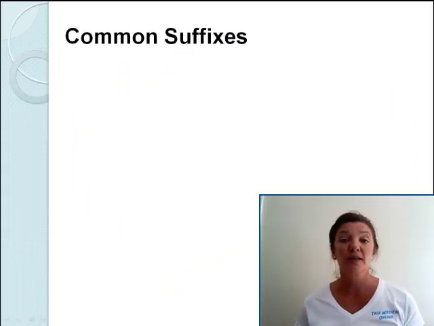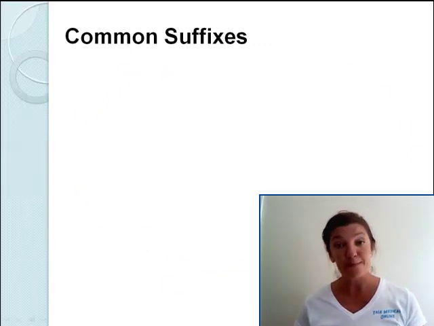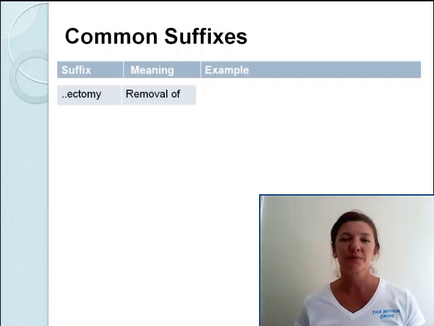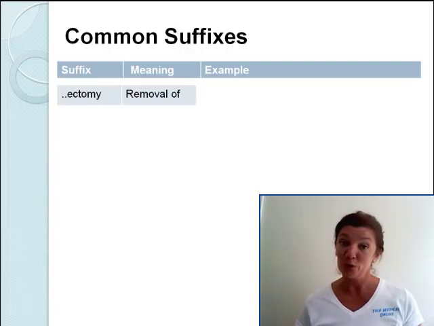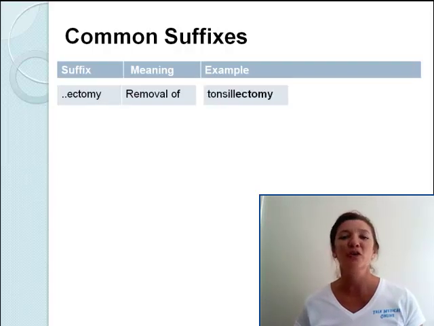Common suffixes. Suffixes are endings. So we find these at the back end of a word. So let's look at some of the common examples. Our first example is ectomy. Ectomy means removal of. Classic example, tonsillectomy.